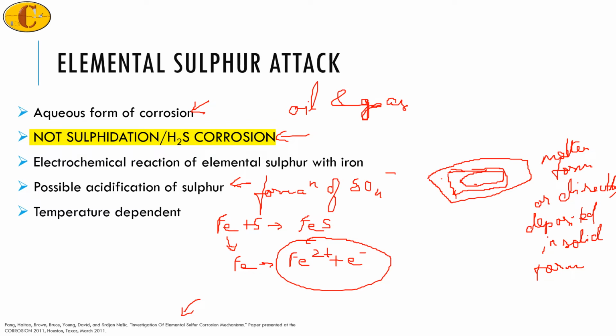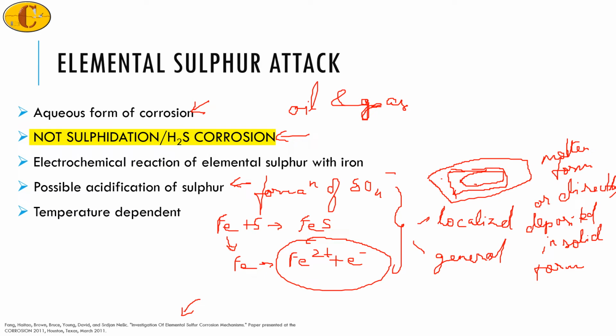These two mechanisms can lead to two types of corrosion. They can lead to localized corrosion as well as general corrosion. It depends on where and how the sulfur is deposited on the walls of the tank.